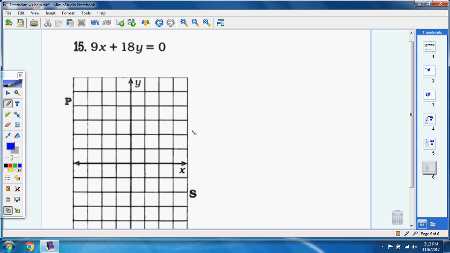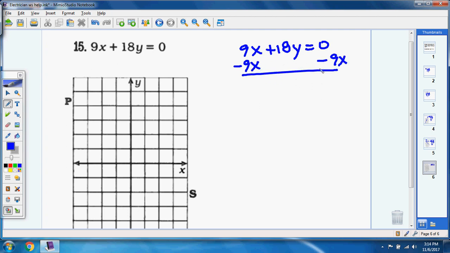Number 15 is a little bit more basic, but wanted to focus on this one because it had the 0. And for whatever reason, again, some students just really don't focus well when it's the 0 there. So I subtract 9x on both sides. 18y is equal to -9x. I don't really need my 0 there. Divide by 18.